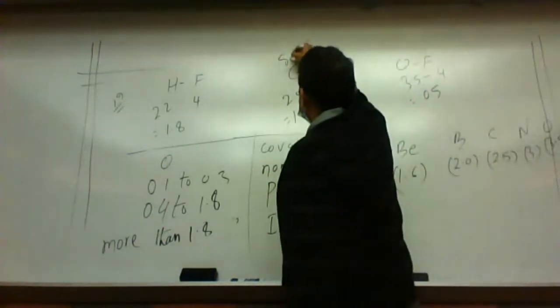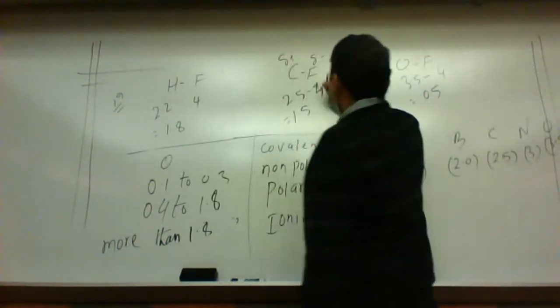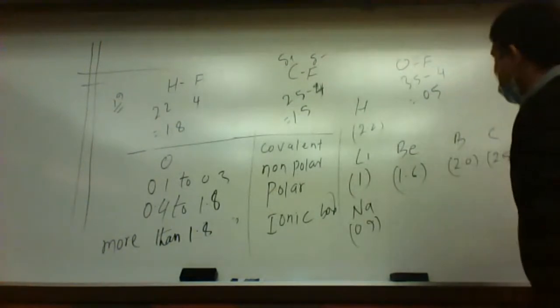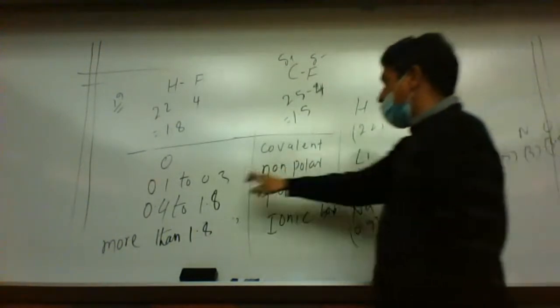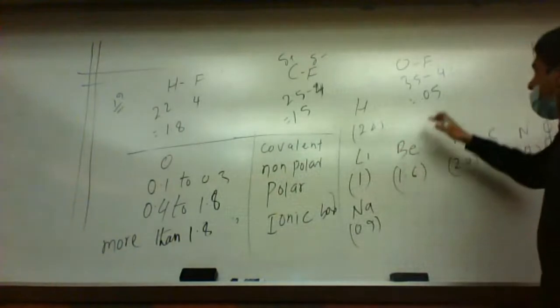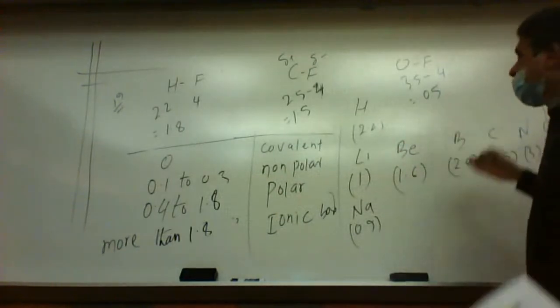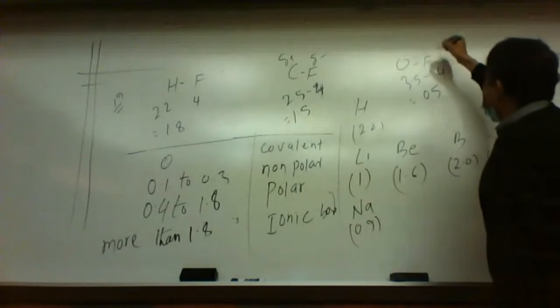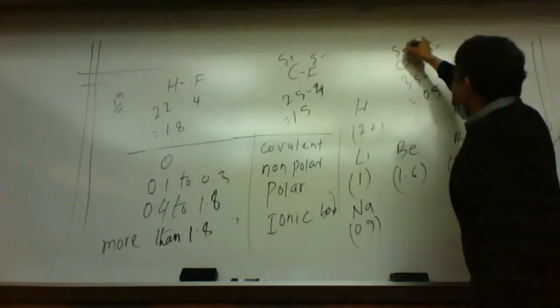So if we write this molecule, we give delta plus here, delta minus here, because this has bigger electronegativity value. And then how about here? 0.5. So 0.1 to 0.3 is non-polar, but more than 0.3 is polar. So this is also polar. So this is delta minus, this is delta plus.